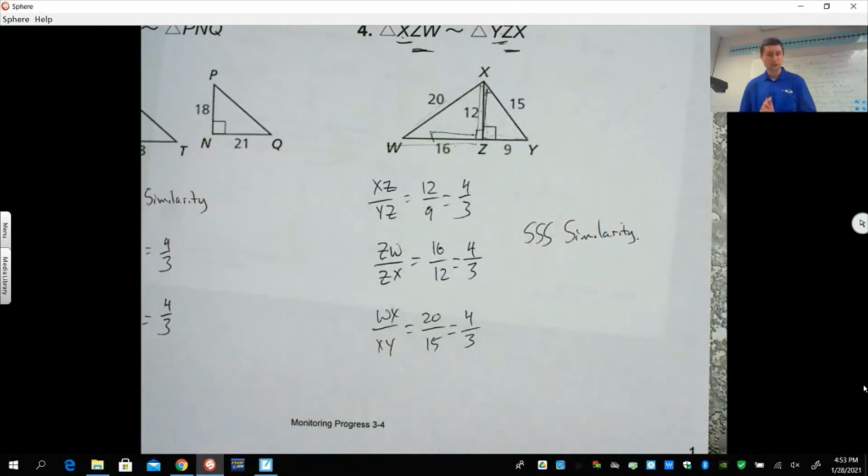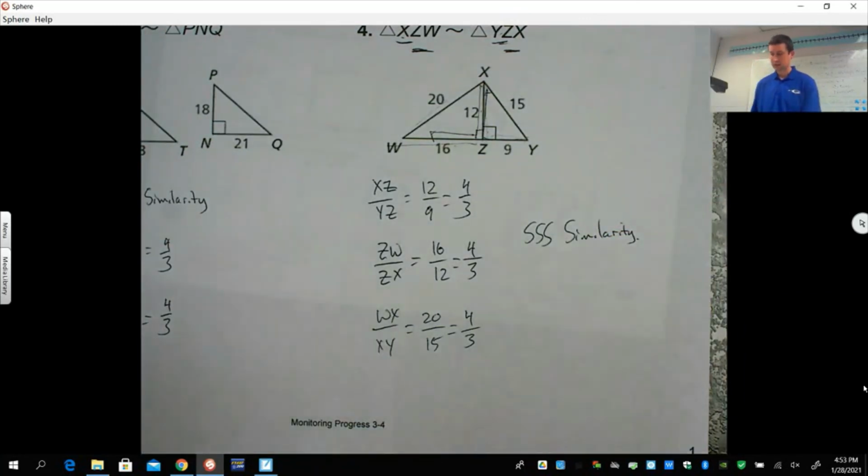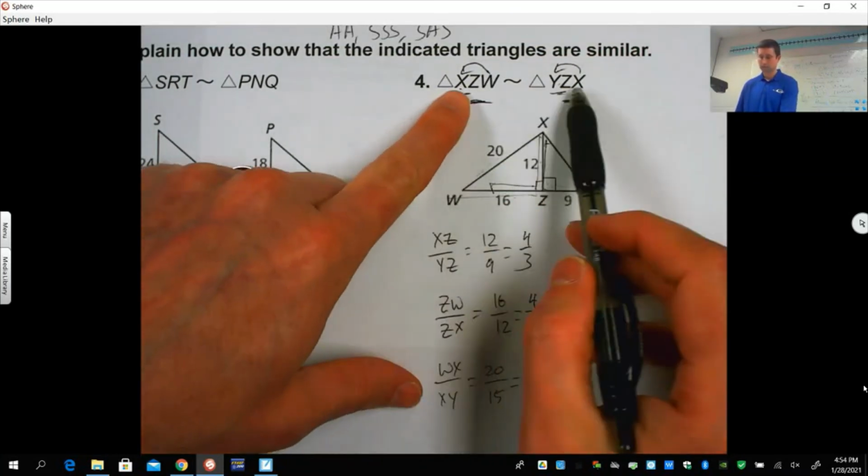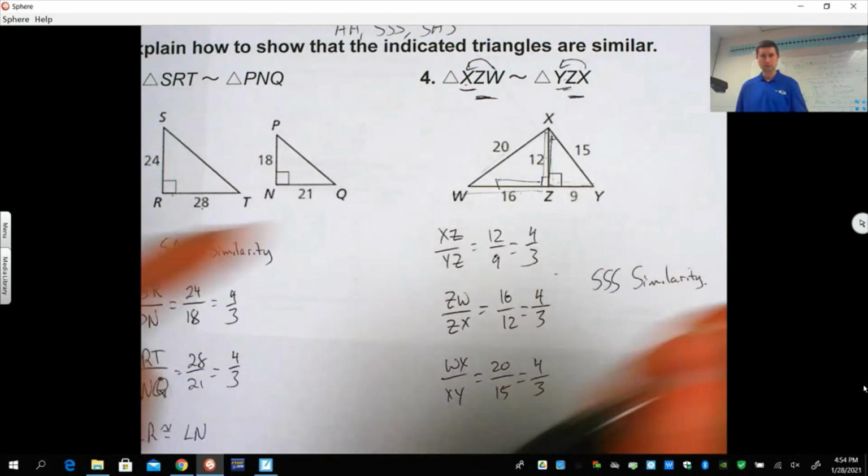Okay, a lot of proportions, a lot of matching up letters. If you always get confused of where you're at, try to match up. First two have to go with the first two, first and last, and so forth and so on.